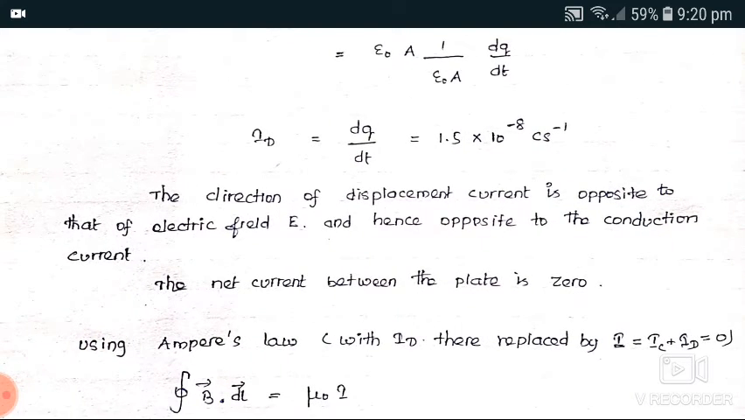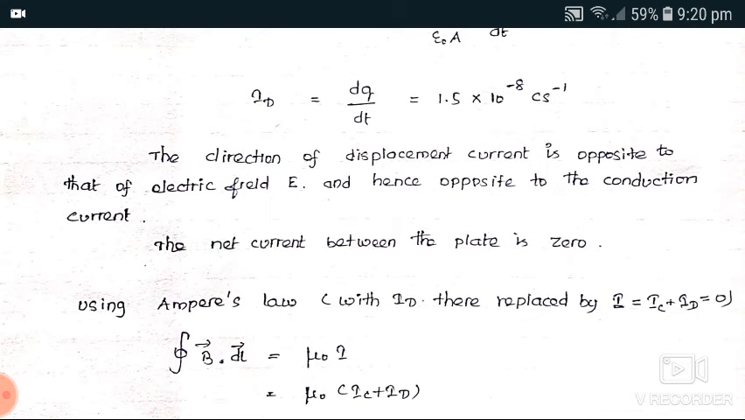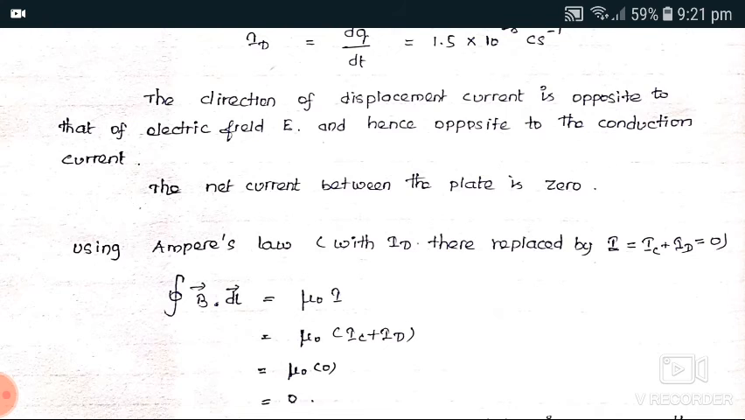Now we have found the magnitude of displacement current, and now we'll go for the direction. The direction of displacement current is opposite to that of the electric field E, right? Since the displacement current is opposite to the electric field, it is also opposite to the conduction current, so the net current between the plates is 0.